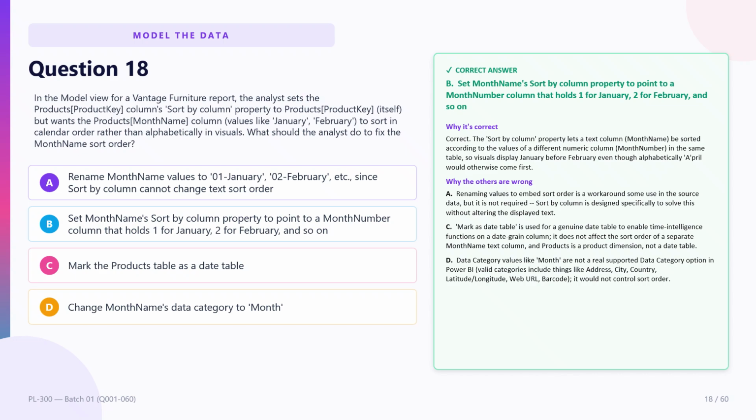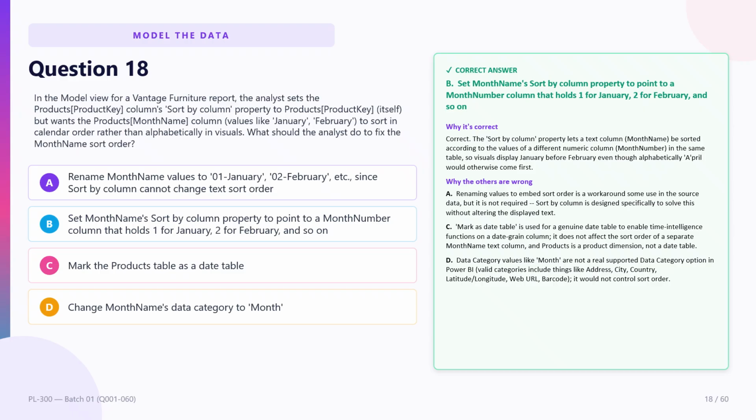The correct answer is B. Set month name's sort by column property to point to a month number column that holds 1 for January, 2 for February, and so on. Here's why. The sort by column property lets a text column, month name, be sorted according to the values of a different numeric column, month number, in the same table. So visuals display January before February, even though alphabetically April would otherwise come first.